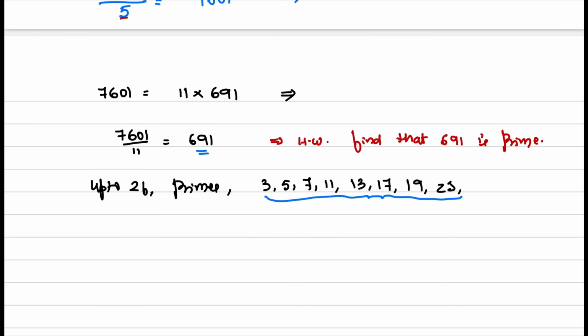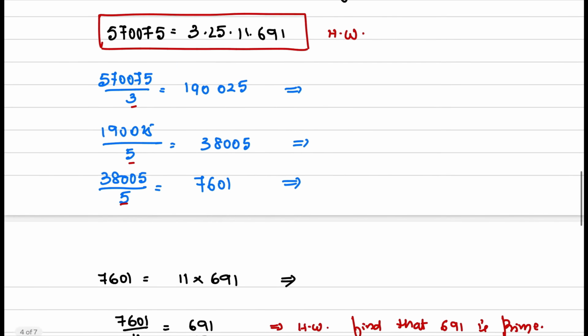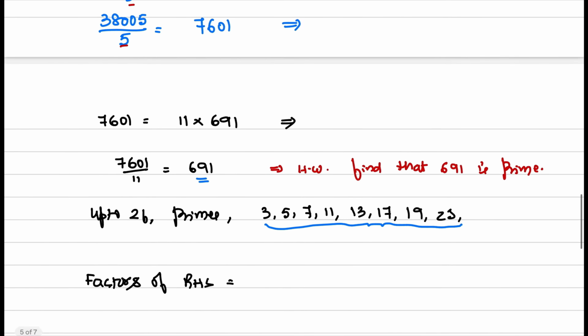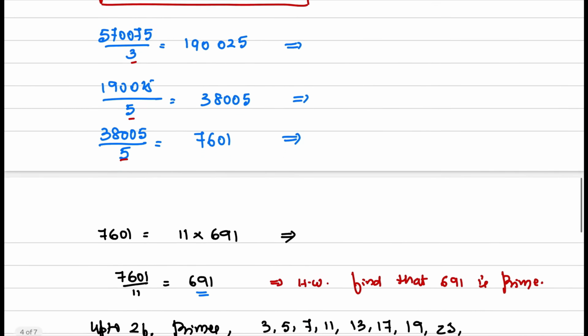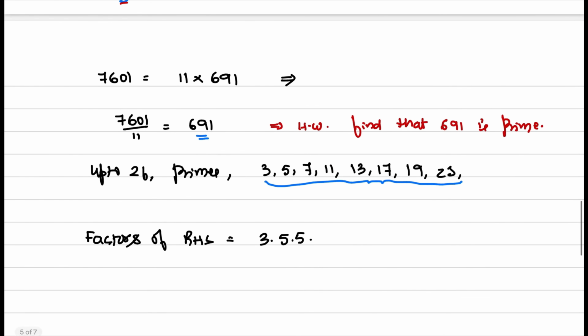Hence, the right hand side, when you factorize, will be 3 into 5 into 5 into 11 into 691. That is equal to 3 into 5 square into 11 into 691.